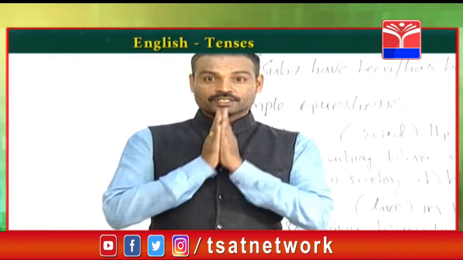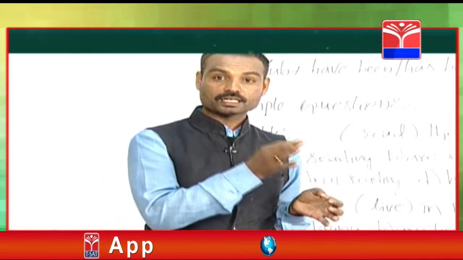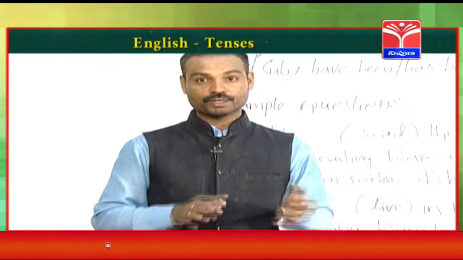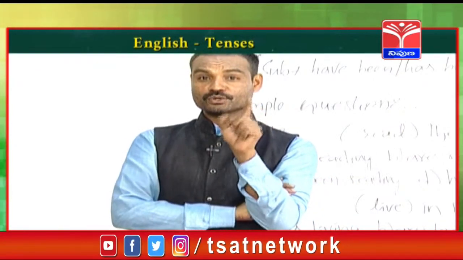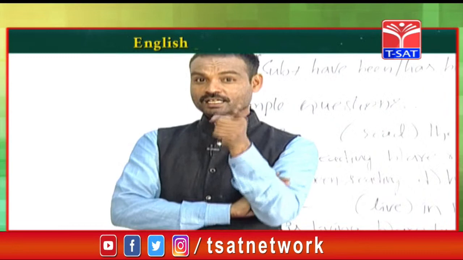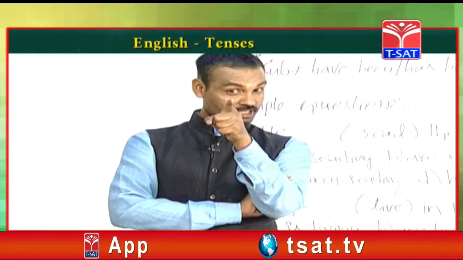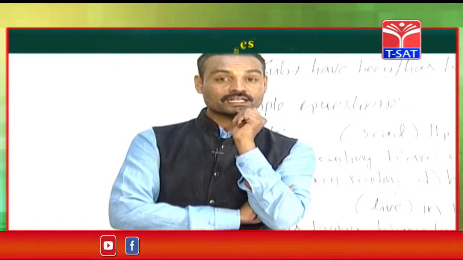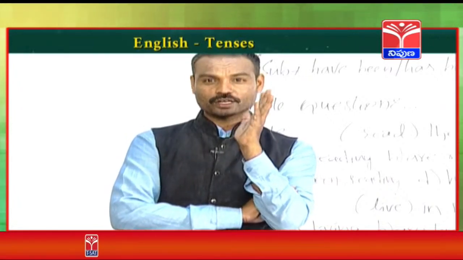Like simple present tense, even in present continuous also, there are 4 types of sentences. They are positive sentences, negative sentences, interrogative sentences, and negative interrogative sentences. Positive sentences, for example, Ramdev Baba is doing yoga now. It is a positive sentence. Ramdev Baba is not doing yoga now. It is a negative sentence. Is Ramdev Baba doing yoga now? It is called an interrogative sentence. Isn't Ramdev Baba doing yoga now? It is called negative interrogative sentence. One more example.